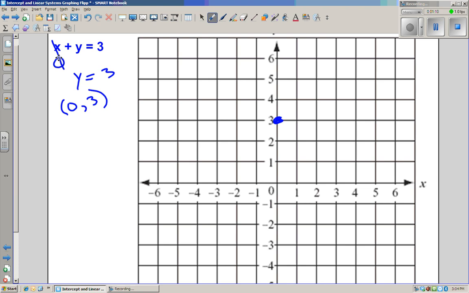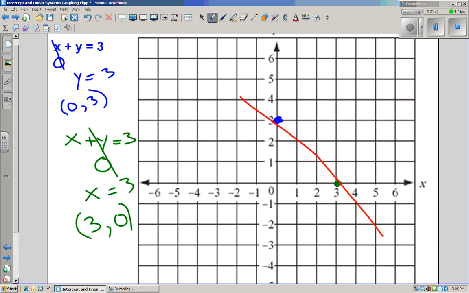Now I need to redo this process, but insert a 0 for my other variable. So I have my same equation. I inserted my 0 for my x last time. Now I insert the 0 for y. Again, that cancels that out. All I have left is x equals 3. So in my ordered pair, my x is 3, my y is 0. I will do that second point. X is 3 over 3 up 0. What I have just done is I have made a perfect line, and that is how we graph an intercept.